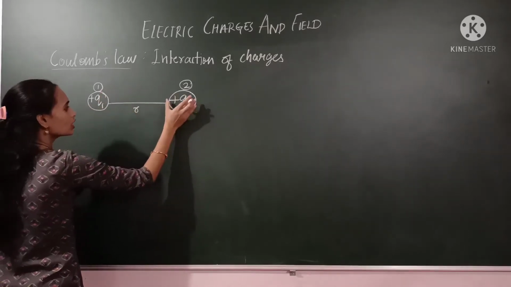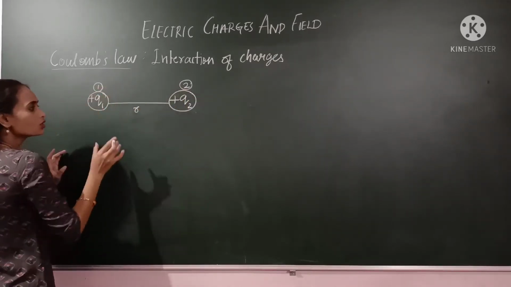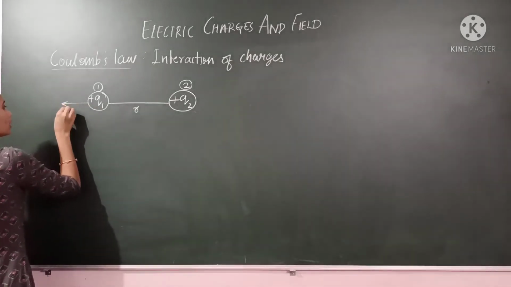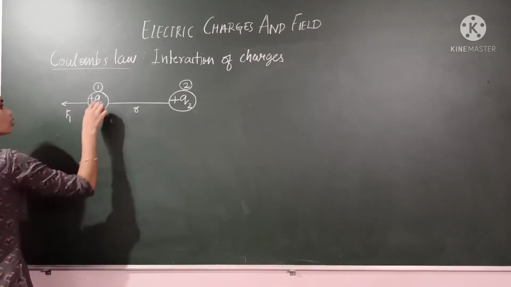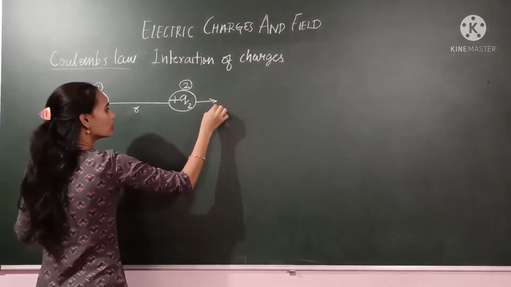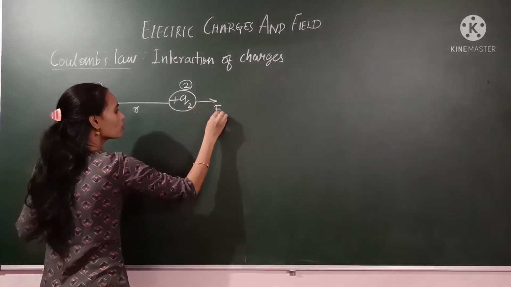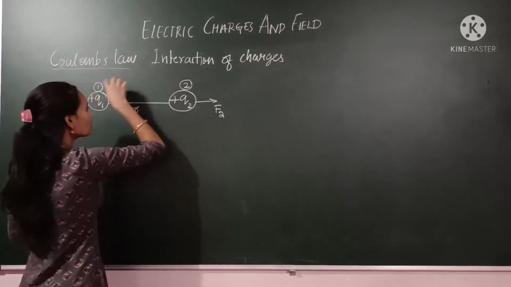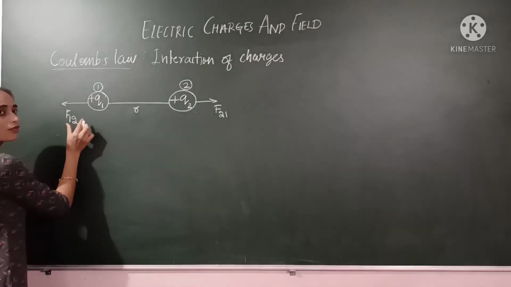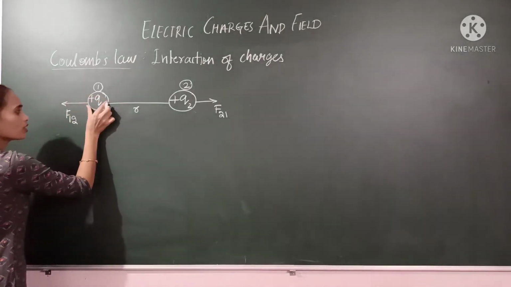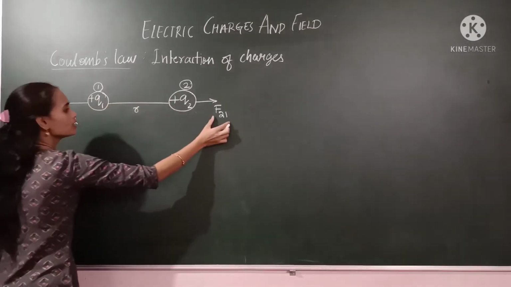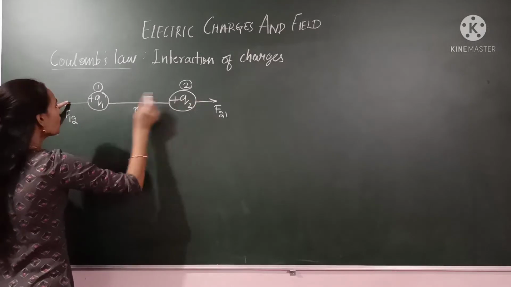Next, if the two charges are positive, they show a repulsive force. This charge is repelling that charge and that charge is repelling this charge. So we have forces in these directions. This force is the force on the first charge because of the second charge, and this force is the force on the second charge because of the first charge. We write it as F21, and this one as F12, the force on the first charge because of the second charge. So this is F12 and this is F21.